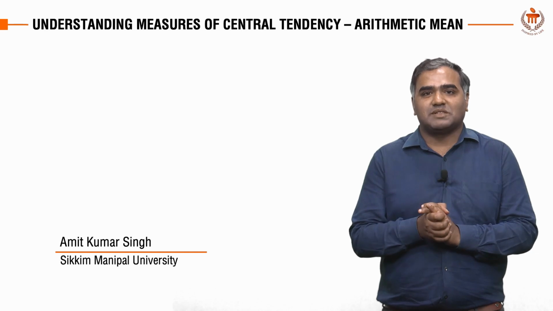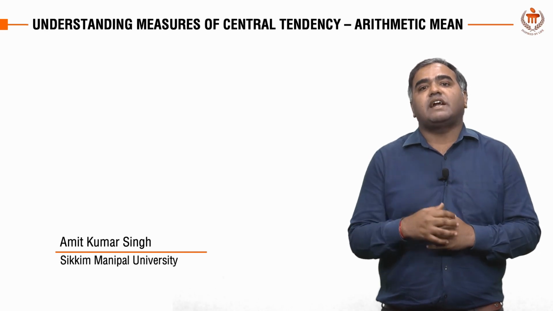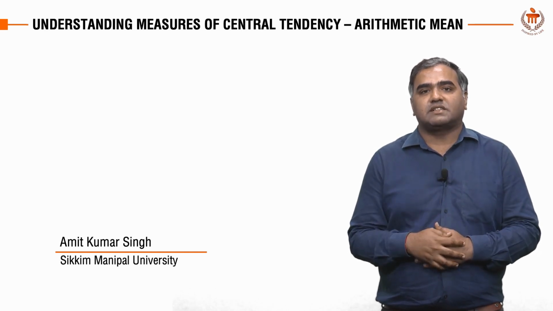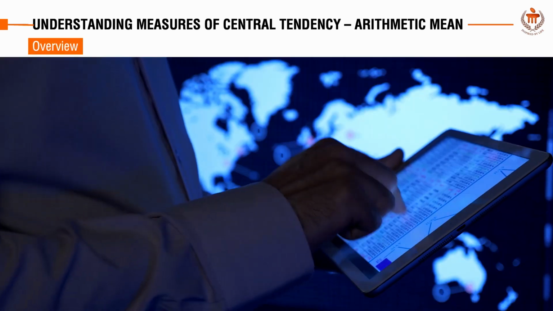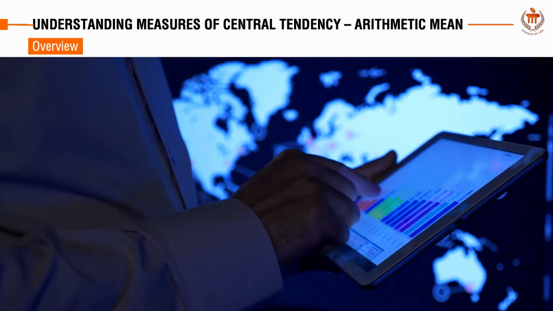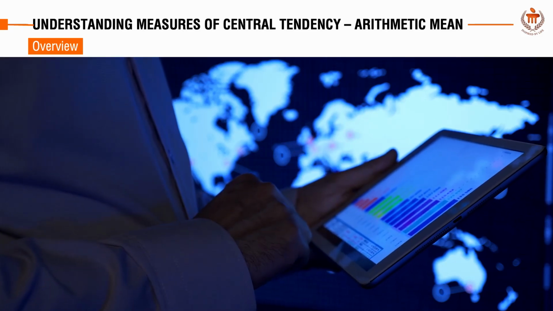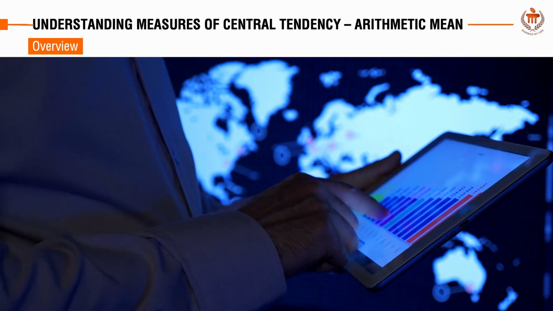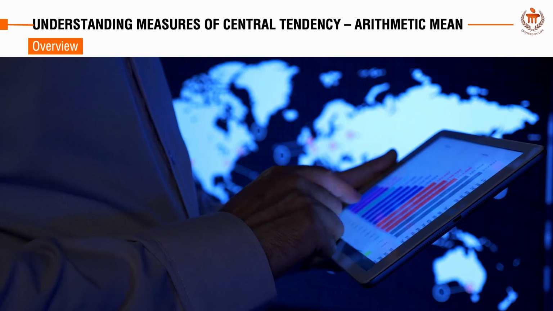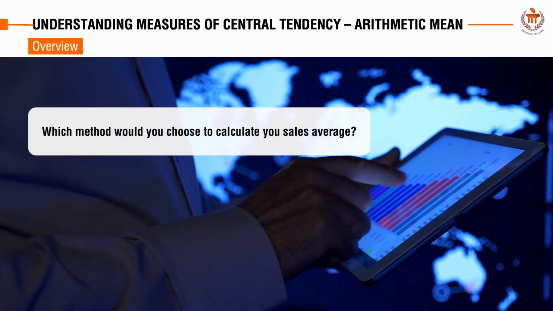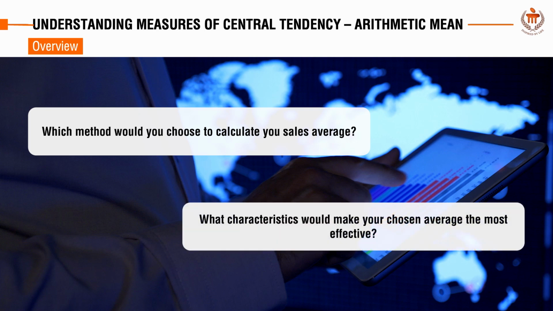We'll understand the concept of measure of central tendency in this class, and mainly we'll focus on arithmetic mean. Imagine that you are a business owner reviewing your sales data for the past year. You need to decide the best way to summarize your data to understand your performance trend. The question comes to mind: what method can I choose to calculate my average, and why this method? What statistics can I use to make this average the most effective?